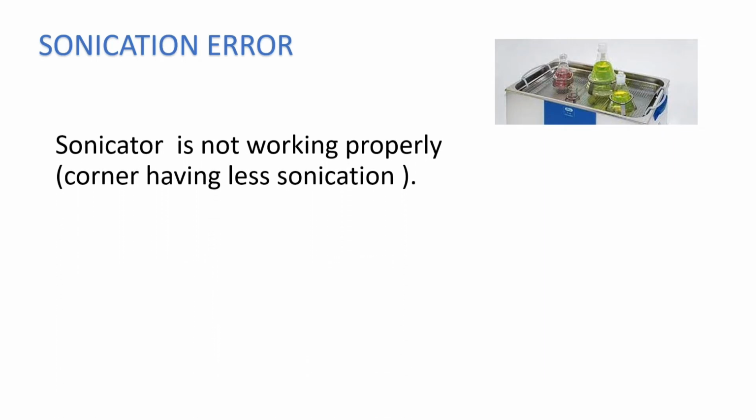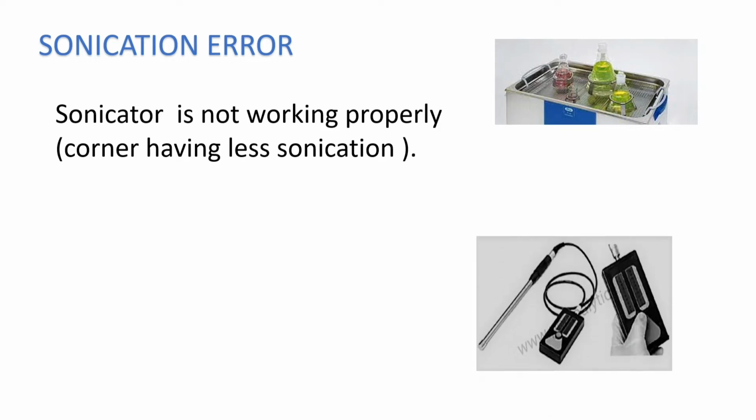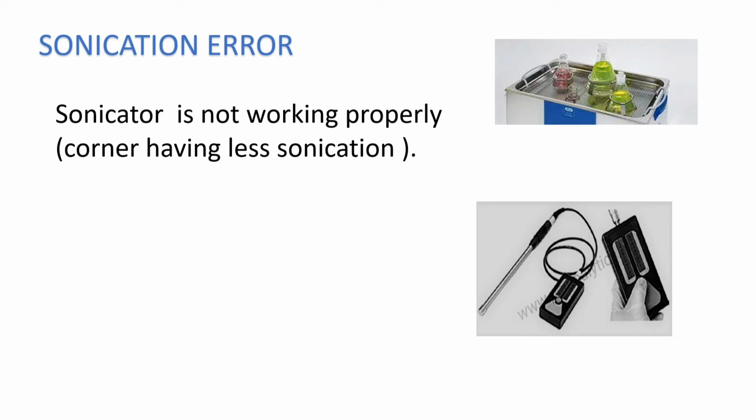So let's start with the sonication error. Sonicator is not working properly means when you switch it on, the vibration is coming and noise is also coming. So it looks like the sonicator is working properly, but what happened? Some corner is having less sonication. The frequency of the sonication in some corner of the sonicator is not proper. So first you have to identify whether your sonicator is working properly or not.